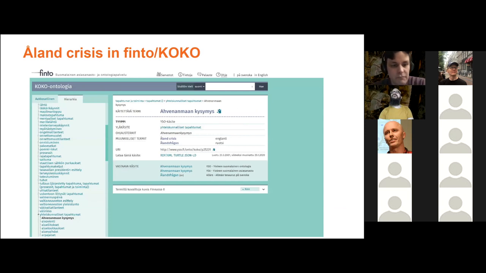Here you can see a typical example in a Finto koko ontology describing Åland crisis, Ahvenanmaan kriisi, and you can see there does exist a word for this. However, very little is said about it. It's really just names, a few different names for it. It has some upper term, and it does have an identifier, but that's it, really. And this is of course what is usual for this koko ontology and things in Finto, they tend to be very simple, but at least they do give the name.